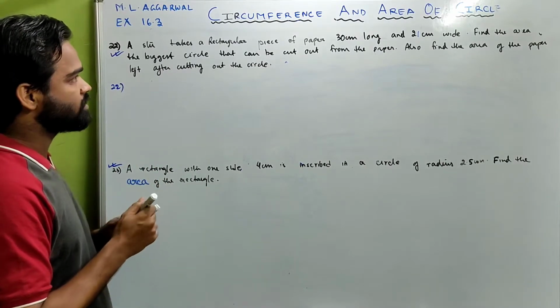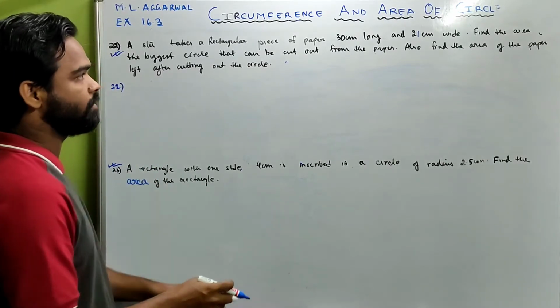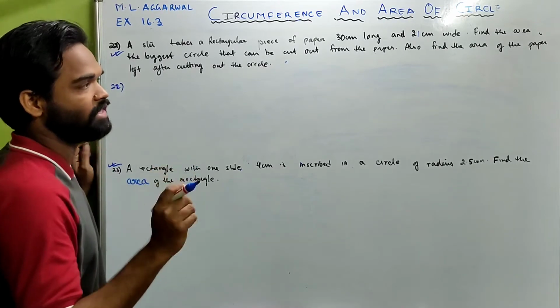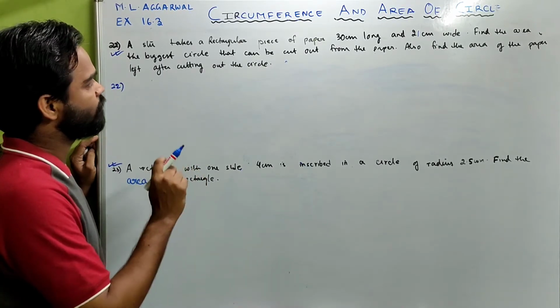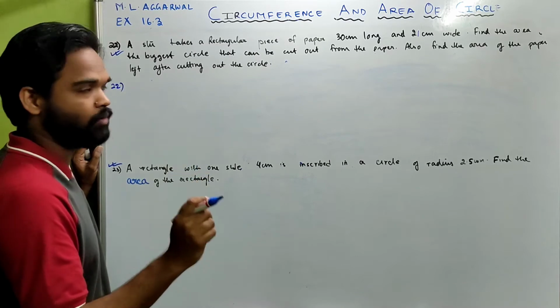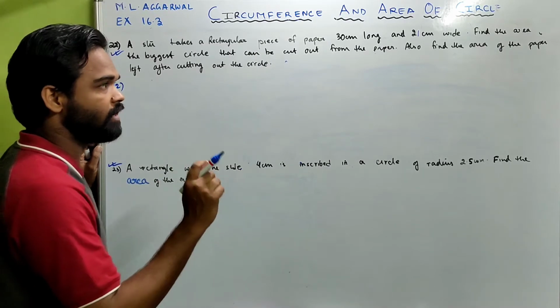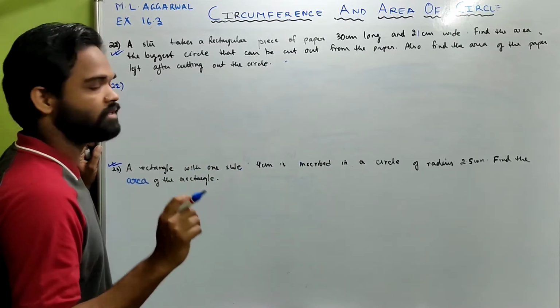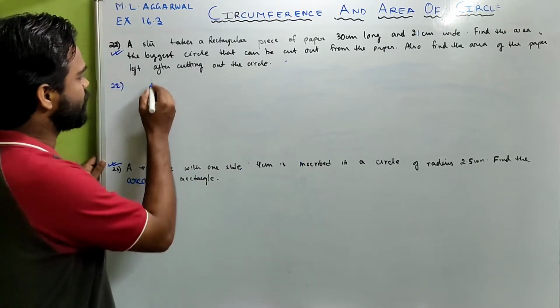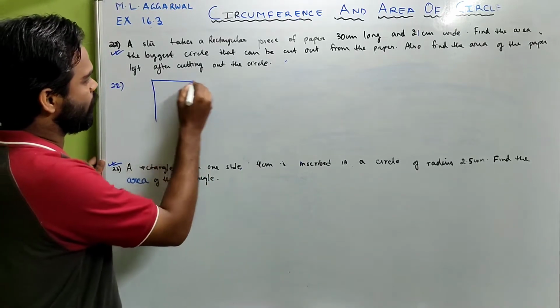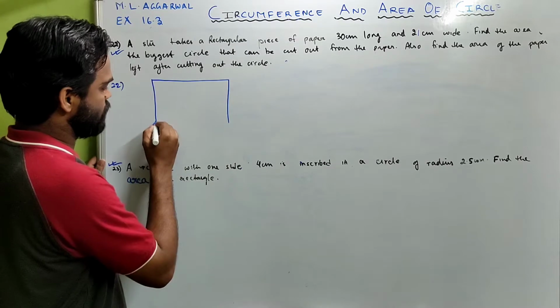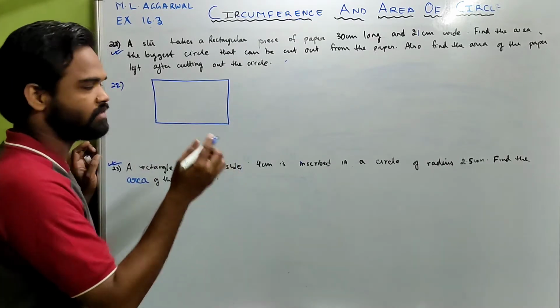A student takes a rectangular piece of paper 30 cm long and 21 cm wide. Find the area of the largest circle that can be cut out from the paper. Also find the area of the paper left after cutting out the circle. Pretty easy. First thing, draw the diagram. That will help you to visualize the sum.